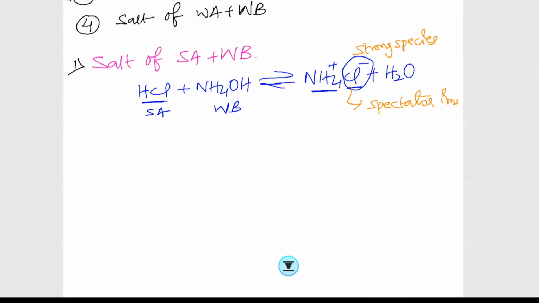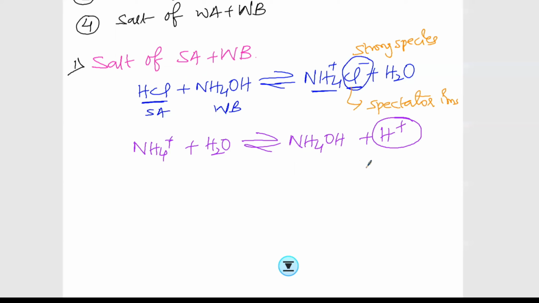But the cationic part, NH4 plus, interacts with water. NH4 plus water gives NH4OH base. Because it is positive, it interacts with OH minus and forms NH4OH, and the remaining is H plus. So H plus is being released into the solution, which means the solution turns acidic. This can be confirmed by the litmus test: it turns blue to red, so you can confirm that the solution is acidic.